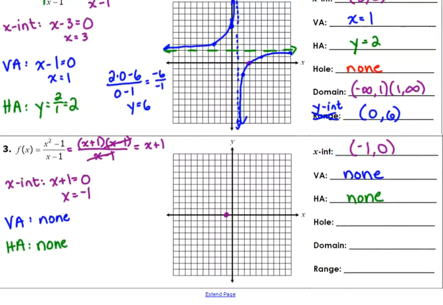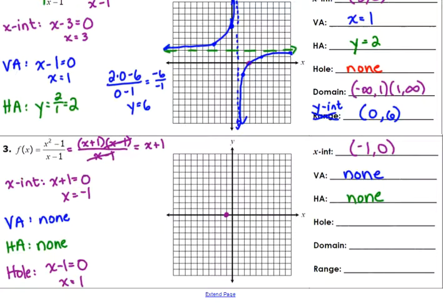Okay, we finally have a hole here. For the hole, we set what we canceled equal to 0. We canceled x minus 1. We set that equal to 0, solve for x, so that says x equals 1. Check it real quick. If we plug 1 into the original equation, we get 1 squared minus 1, 0. 1 minus 1, 0. 0 over 0 is a hole.